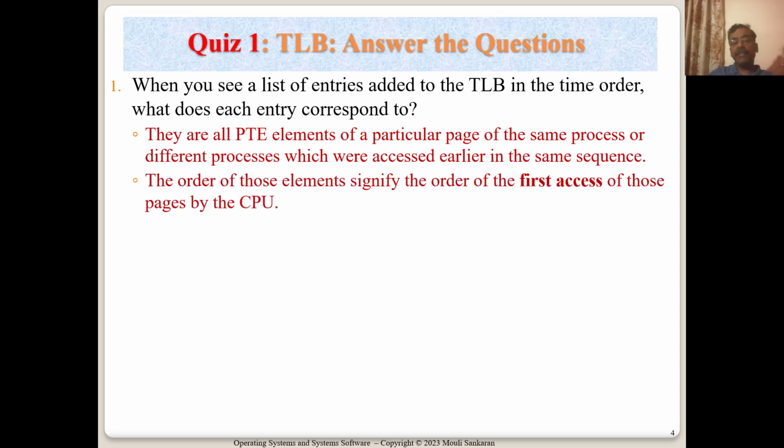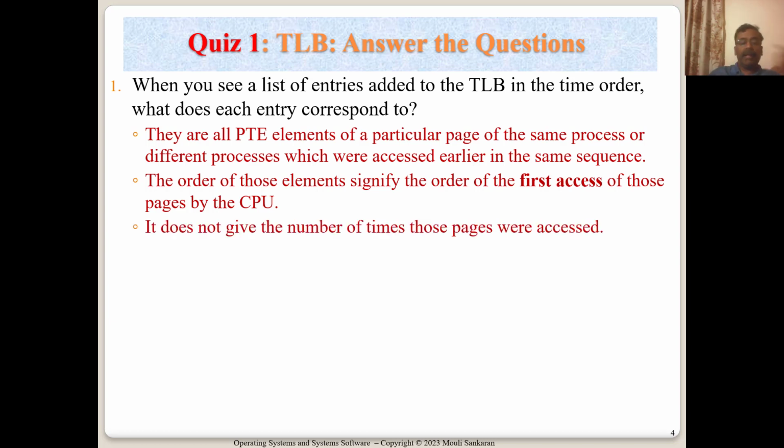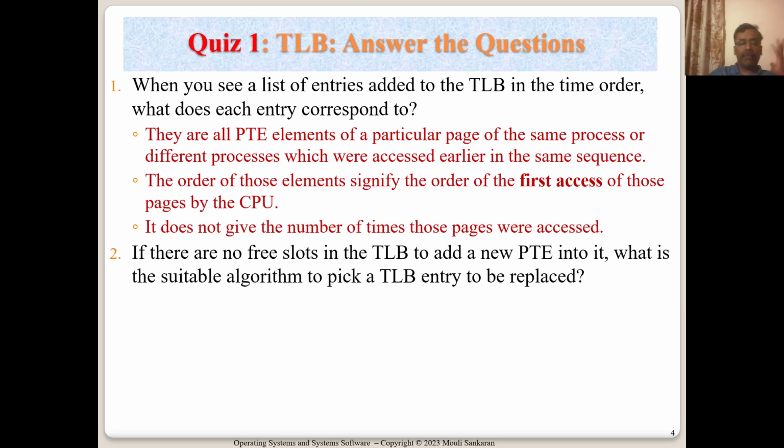The order of these elements signifies the order of the first access of those pages by the CPU. So whenever that particular page is accessed, the entry is made. It does not give the number of times those pages were accessed. If you keep accessing it, that means the TLB entry will live there forever.